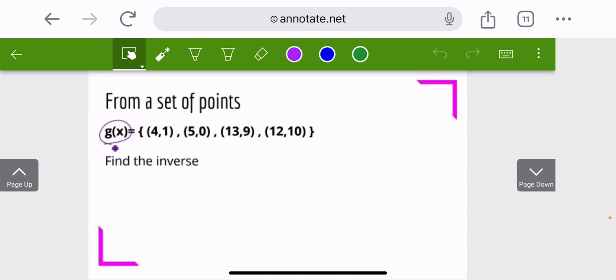So to find our inverse function, we're going to take our x and our y and make them change places. So 4, 1 becomes 1, 4. 5, 0 becomes 0, 5. My x and my y change places. 13, 9 becomes 9, 13. And 12, 10 becomes 10, 12.